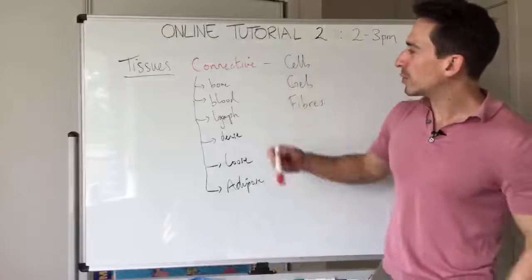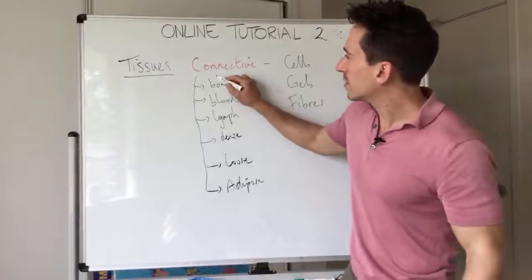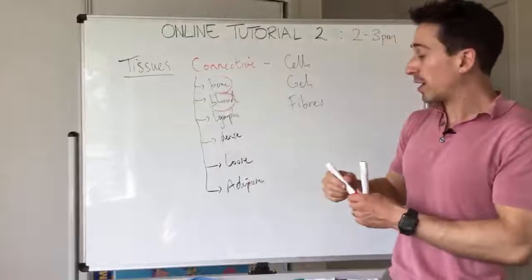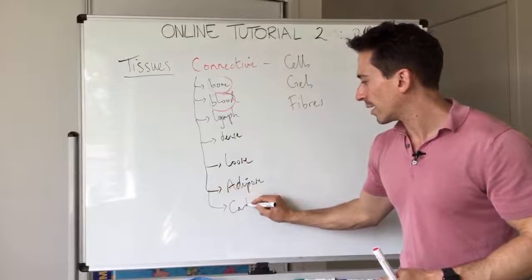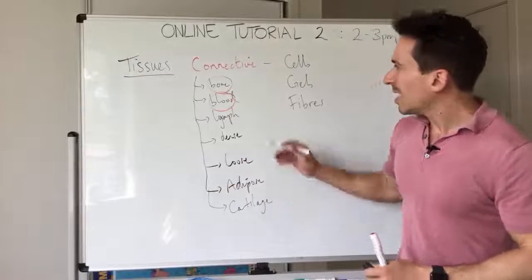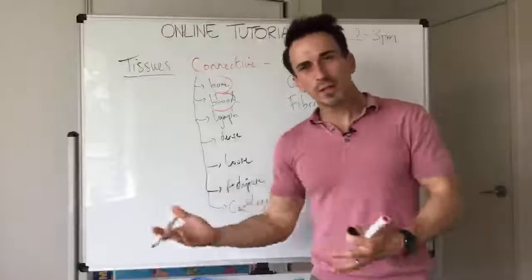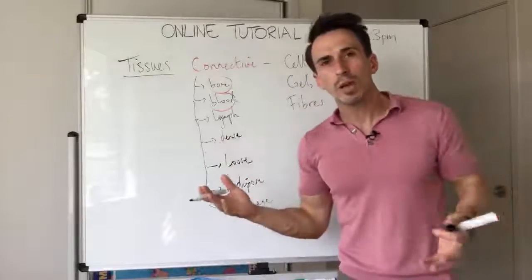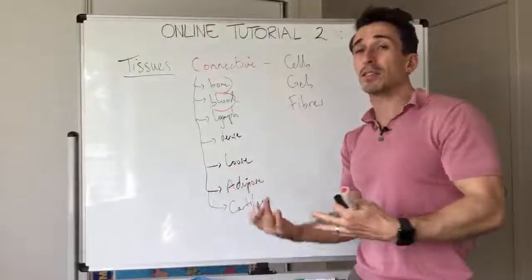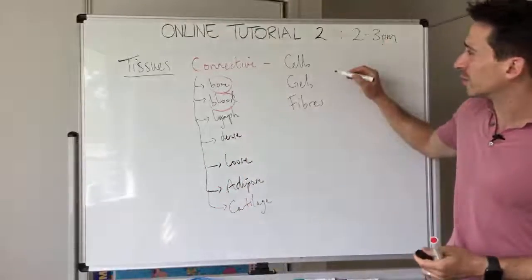So you've got bone, which is hard, and blood, which is a fluid. So compare bone to blood. Oh, another thing that's connective tissue is cartilage, right? Something we're going to talk about today. But bone and blood, both connective tissue, but very different. One's very solid, one's fluid. So what makes connective tissue? Well, it has to do with these cells, gels, and fibers.